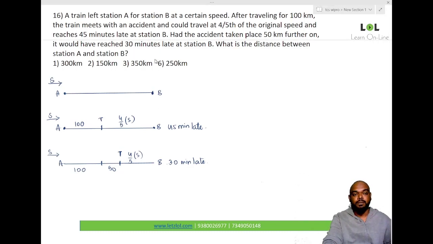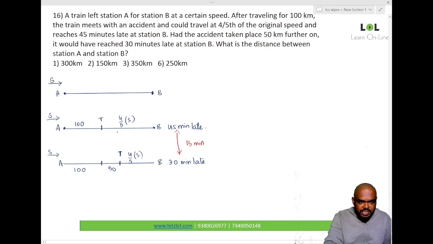Let us do this. Observe. Guys, look at the second case and the third case. What is the time difference here to here? The time difference is 15 minutes. I can go with the distance formula, that is distance is equal to speed 1 into speed 2 divided by speed difference into time difference. Or else we can directly do it as well.